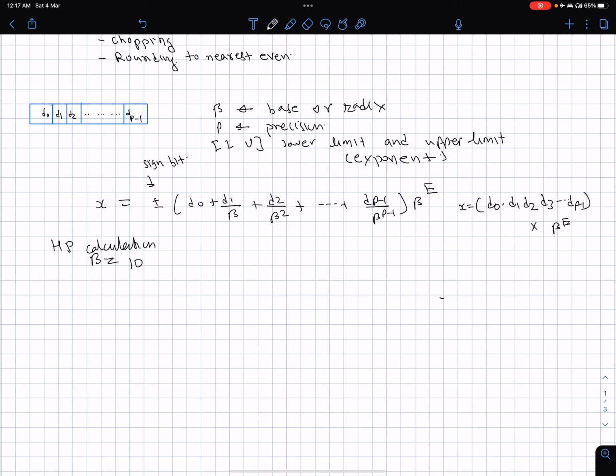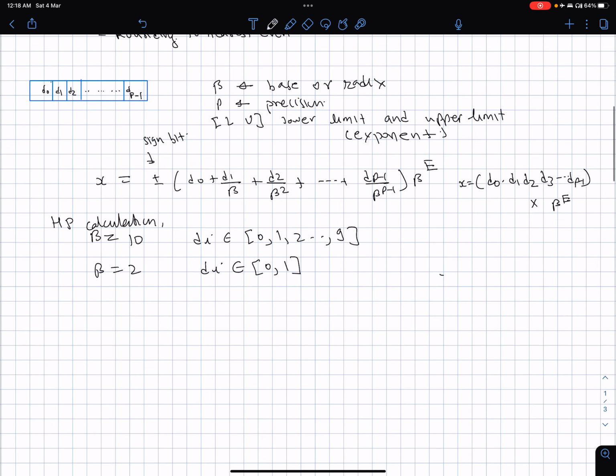It uses a 10 digit system, so beta would be 10, and the digits here are going to be anything from 0, 1, 2 to 9. In traditional computers, especially those that have properly implemented the IEEE standards, the base would be 2, and so the choices of the digits are going to be only 0 or 1.